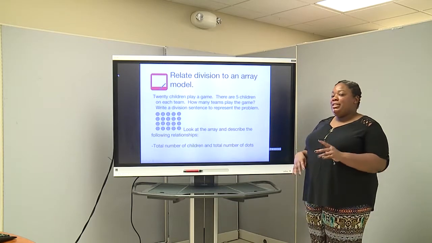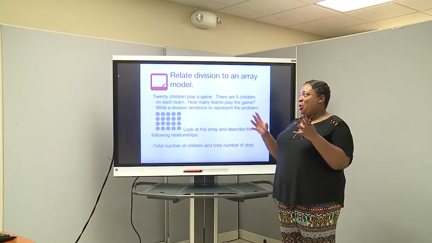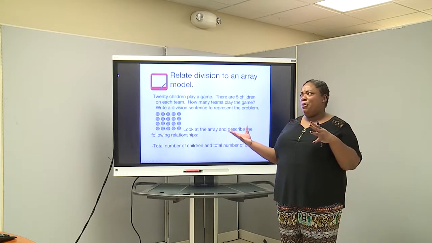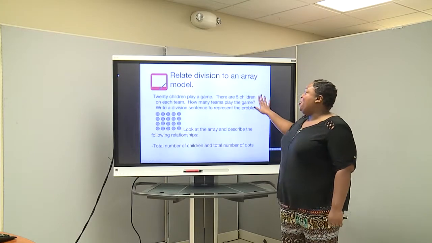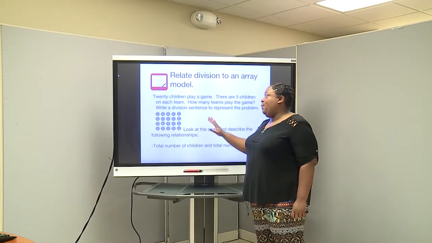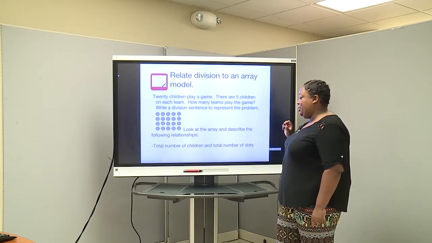So what they did was they actually took our application problem and they used an array to represent it. So let's look at what we have. In our problem, it said 20 children play a game. There are 5 children on each team. How many teams play the game? Write a division sentence to represent the problem.